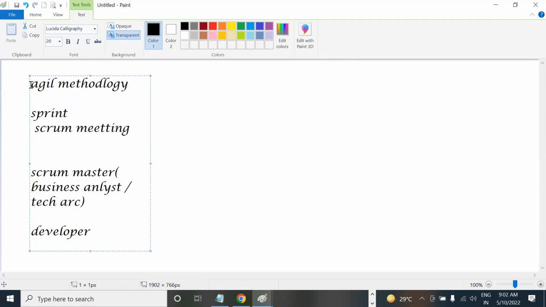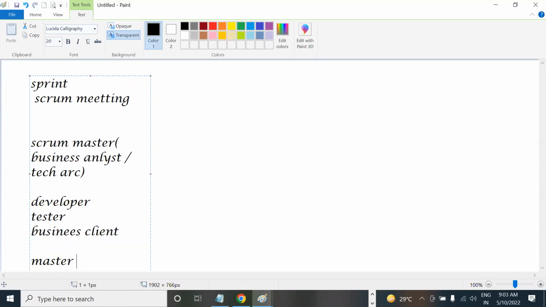Developer will be there. Tester will be there. And the business client will be there. We'll ask him, okay, this sprint section we are going to do these things. What are the requirements you want to add? And the business client will give you inputs. Sometimes he will be there, sometimes he will not be there. He is optional. Who is optional for the scrum meeting? The business client is optional. Any doubts here?